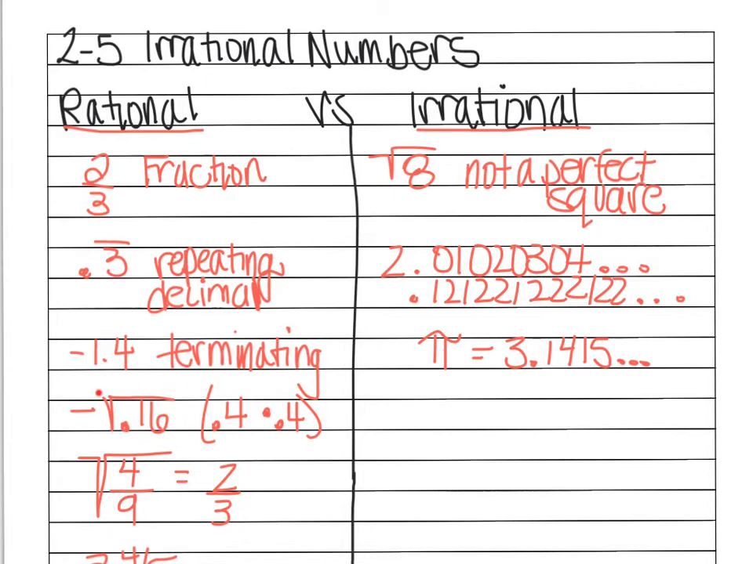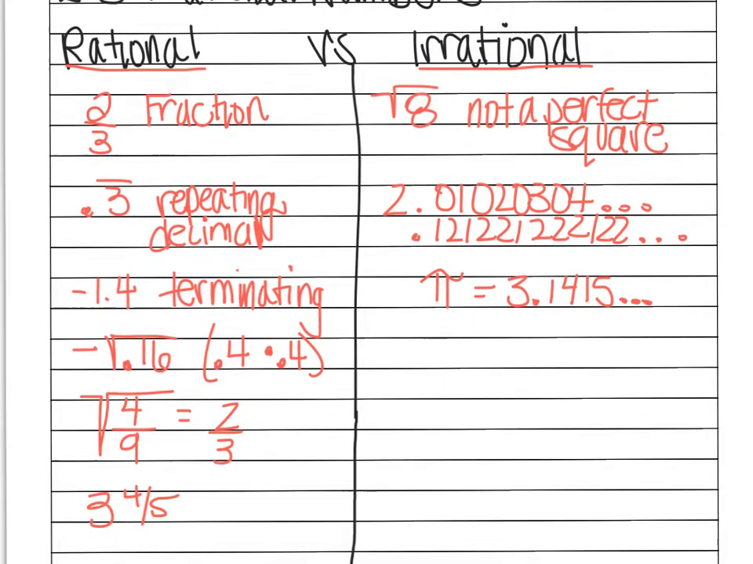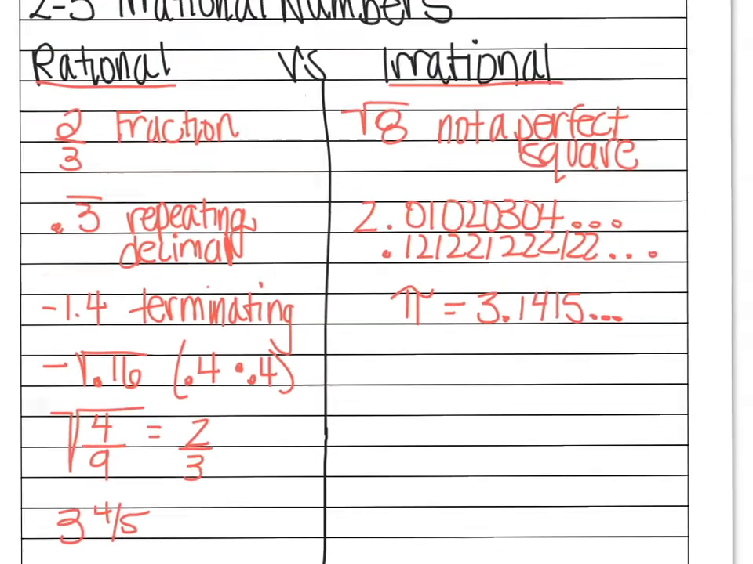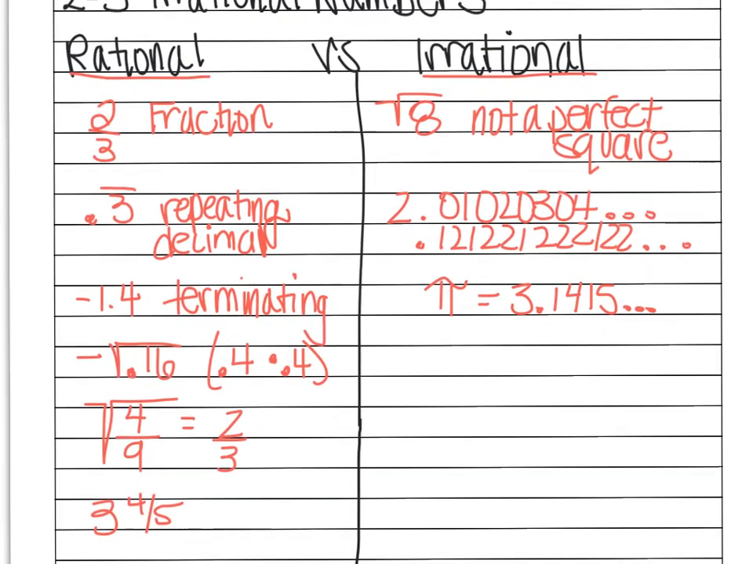It can be a square root as long as it's a perfect square. So 0.4 times 0.4 would give us 0.16. So again, that 0.4 answer would be terminating, so that would be fine. 4/9, the square root of that is 2/3, which is also a fraction. And then we have our mixed number, 3 4/5, which is a fraction, and so we still have a rational number.